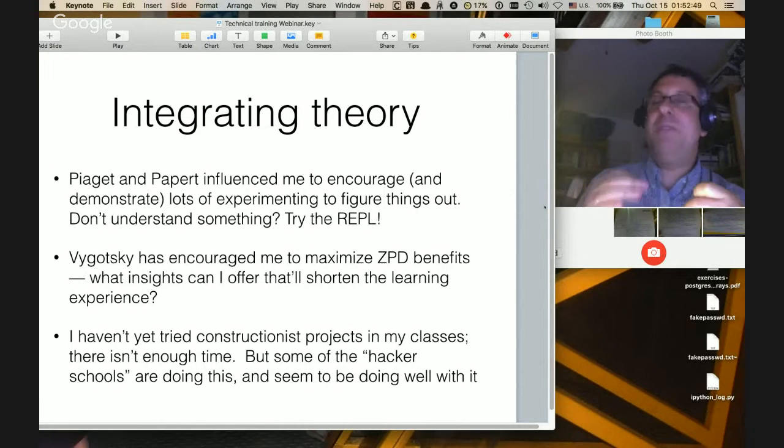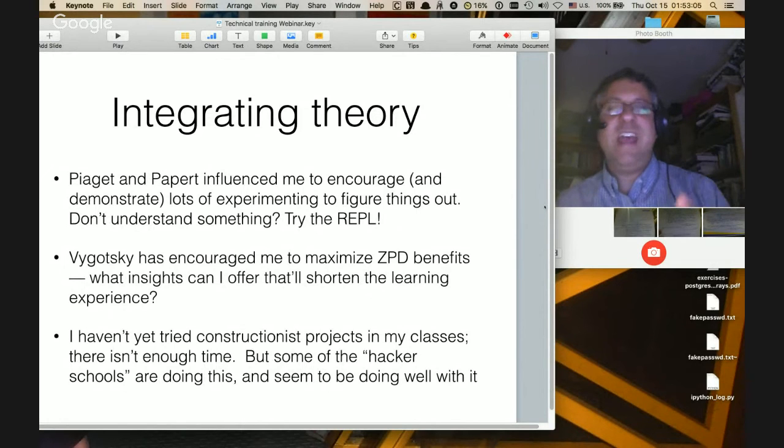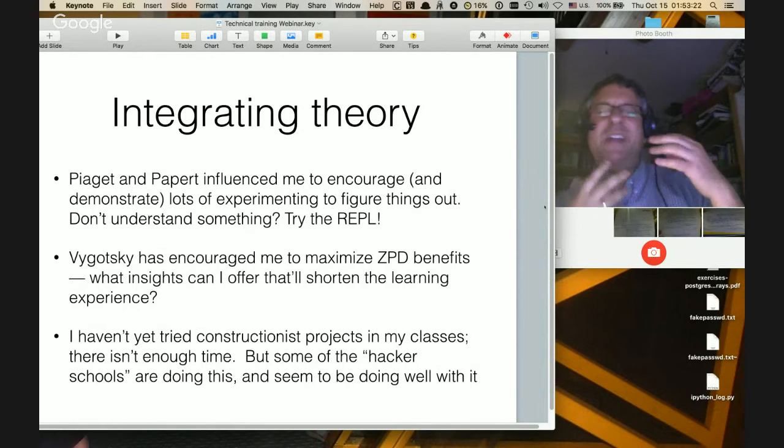I know. I'm going to do some experiments in the REPL, the read-eval-print loop, in the interactive Python shell or interactive Ruby shell, and so forth. Try it out. Know that this is a good, established way to test your theories. And in testing your theories, you're being very Piagetian. And in creating your software, which is your project, you're being very constructionist. And again, as I said before, I try to think of Vygotsky in terms of where I can maximize that ZPD benefit. Now, I have not tried constructionist projects in my classes. I would love to. In theory, I think it would be a fantastic thing.